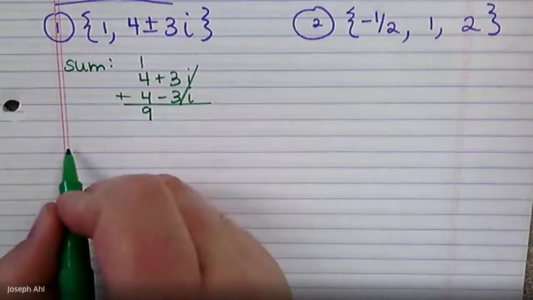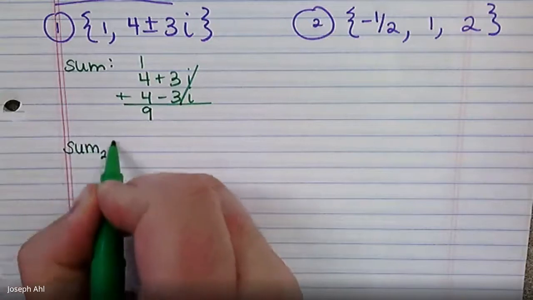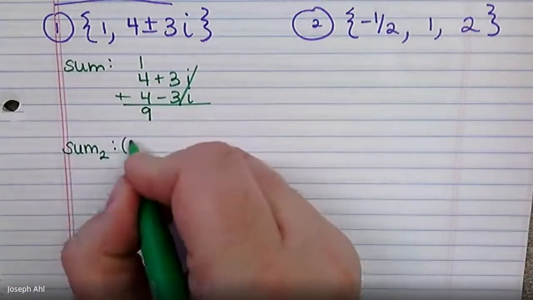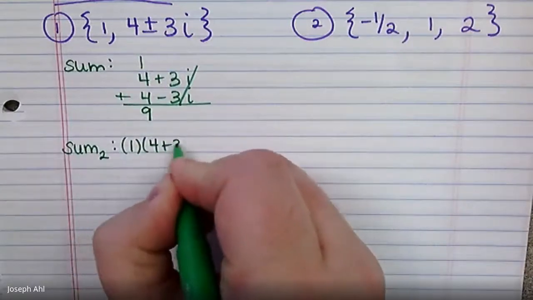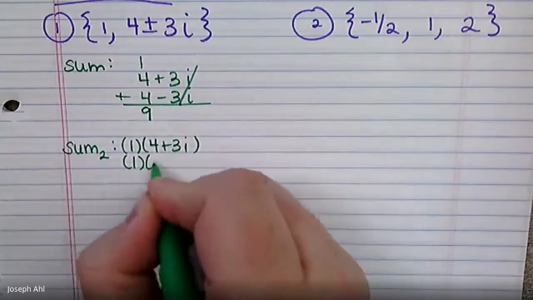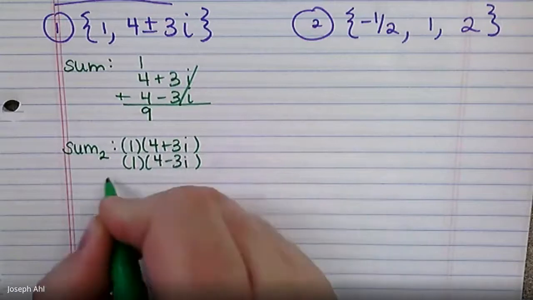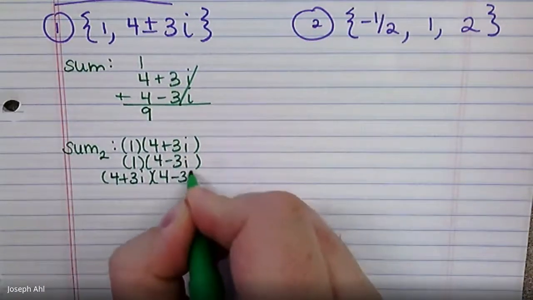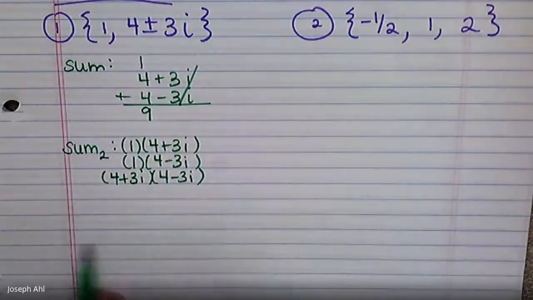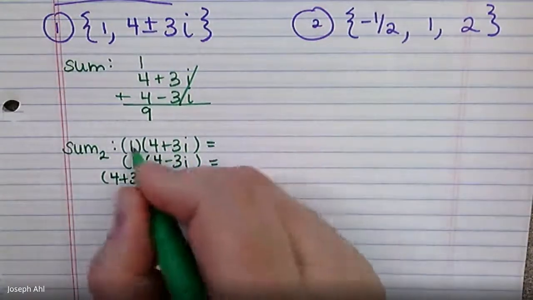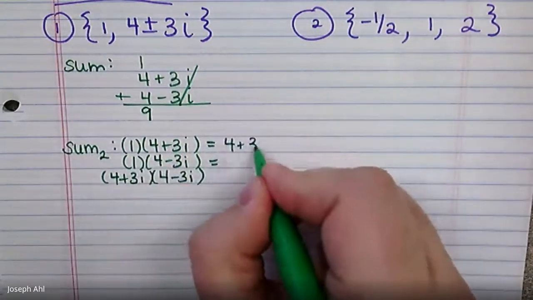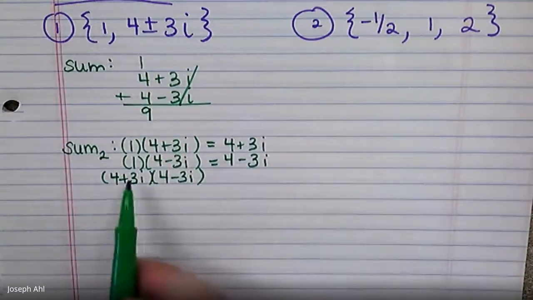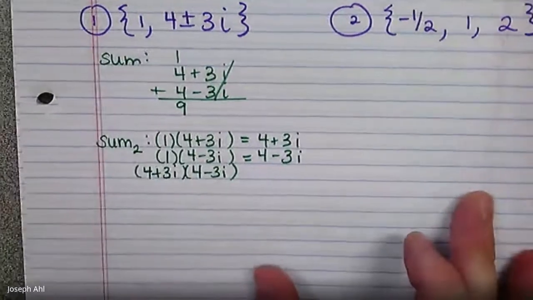All right, and then from there, if we want to do the sum two at a time, it's the sum of the products when taken two at a time. So we've got to do 1 times 4 plus 3i, 1 times 4 minus 3i. And then the last one is the conjugate pair, 4 plus 3i times 4 minus 3i. So when you multiply these by 1, you just get 4 plus 3i and then 4 minus 3i. So those are easy. But when I do the conjugate pair, you just have to be a little bit cautious.